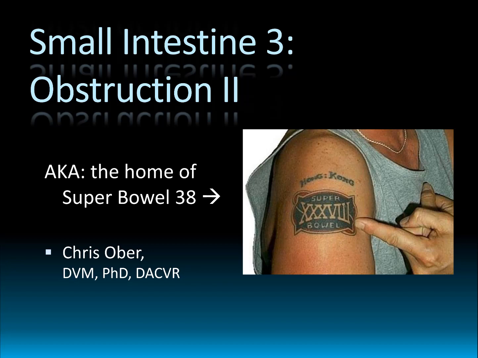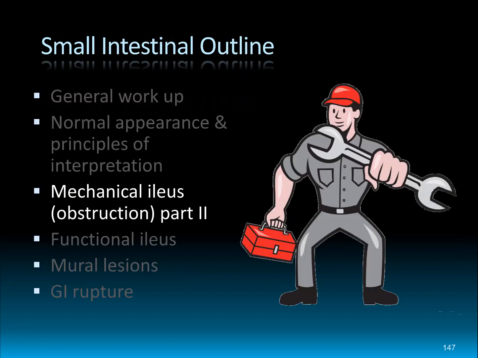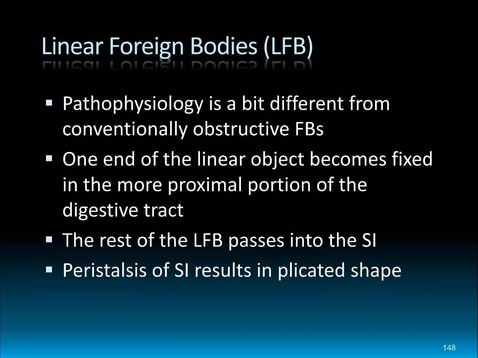Here in Chapter 3 of Radiography of the Small Intestine, I'm going to continue talking about obstruction of the small intestine with a specific focus on linear foreign bodies, and then finish off this chapter with some more general discussion on considerations in cases of obstruction, or at least suspected obstruction. A linear foreign body is a subset, obviously, of the general foreign body class.